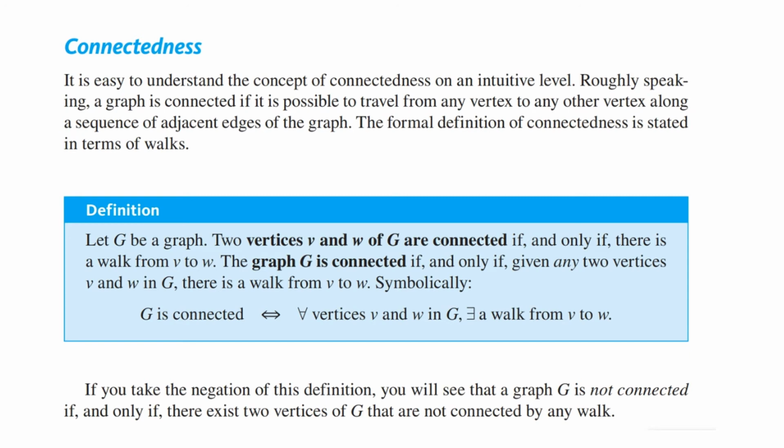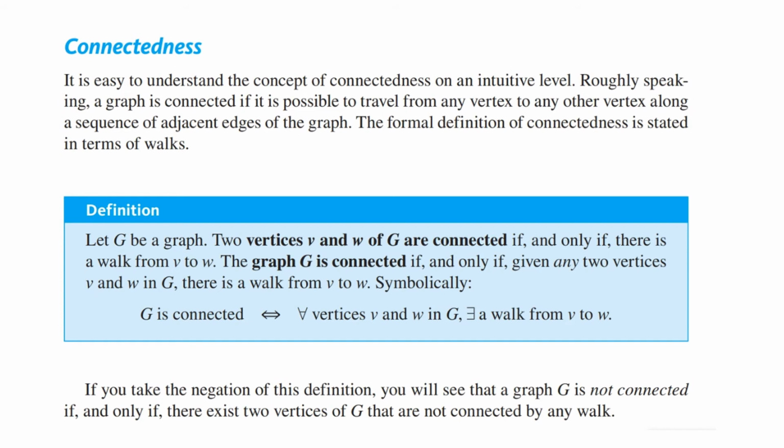Now we go into another concept, the concept of connectedness. It's easy to understand the concept of connectedness on an intuitive level. Roughly speaking, a graph is connected if it's possible to travel from any vertex to any other vertex along a sequence of adjacent edges of the graph. But realize that an edge has vertices on each end. The formal definition of connectedness is stated in terms of walks, and I will go over this with you.